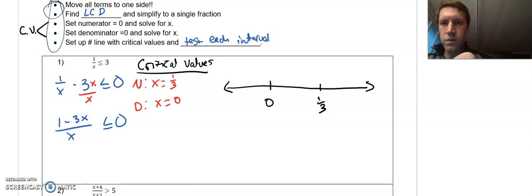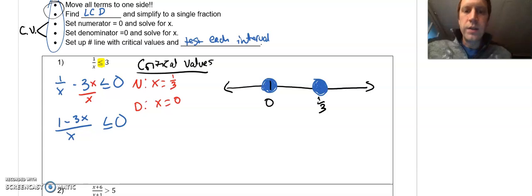My inequality sign is less than or equal to, and if I have an equal sign underneath, that means I'm talking about filled-in circles at my critical values. First let me just draw my circles. That line underneath, the equal sign, means we're coloring these in, including those values. But bear with me, I want to explain something. So this means that 0 and 1/3 are going to be included in our solution set.